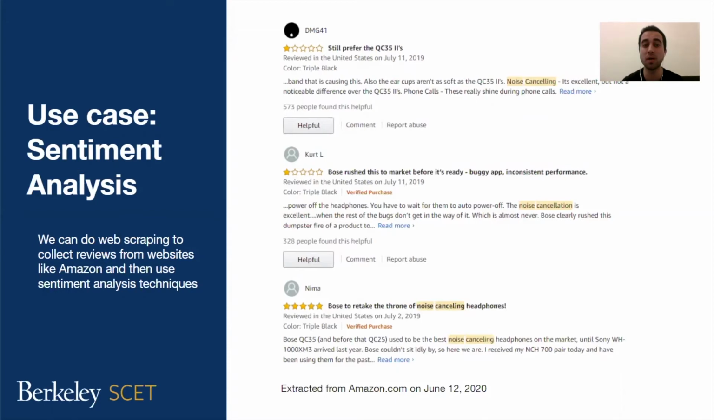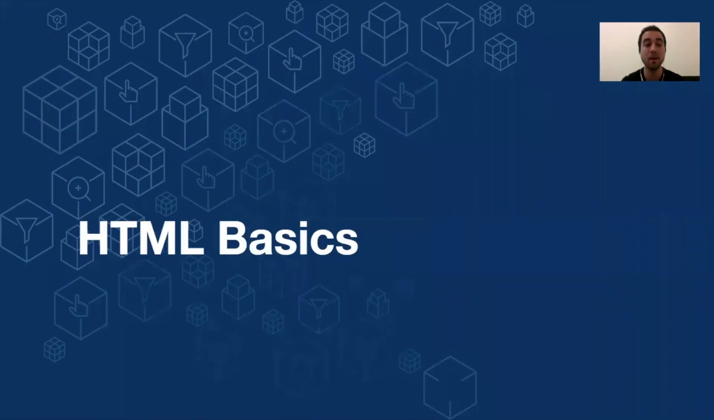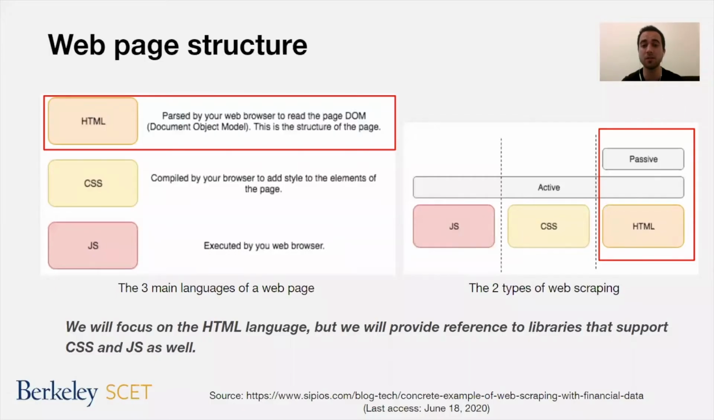Let's now talk about HTML. In order to do web scraping, we must first understand how a web page is structured. We usually have 3 layers of code: the HTML code with the content, the CSS code for the formatting and layout, and some JavaScript code for more complex interactions with the user. In this module, we will focus on web scraping for the HTML code only, which is called the passive web scraping. But in the end of this video, I'll show other resources for an active web scraping.